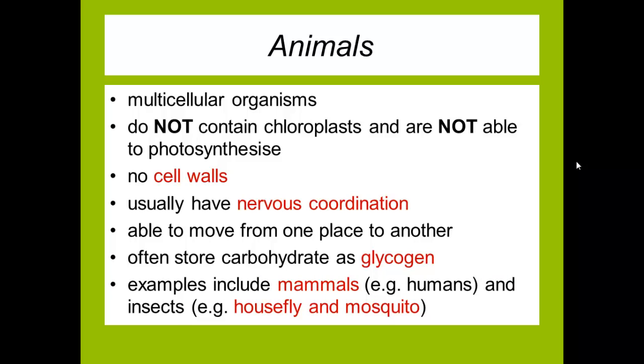Examples, we need to know examples. So mammals, we're mammals. We have hair, we produce milk to feed our young, we are warm-blooded as well. But also insects, houseflies, mosquitoes.